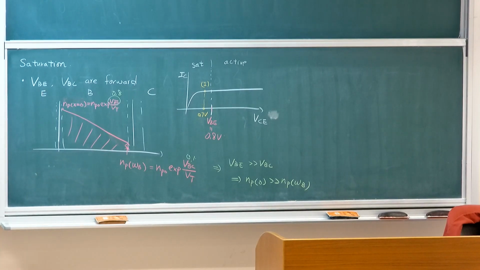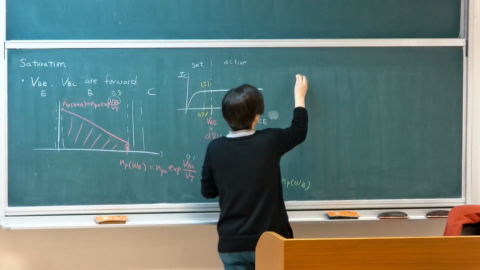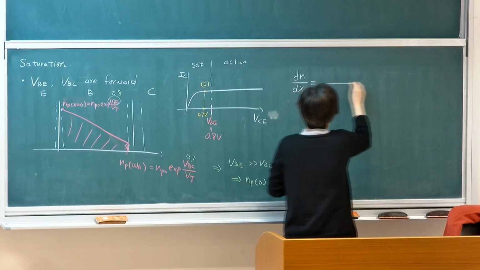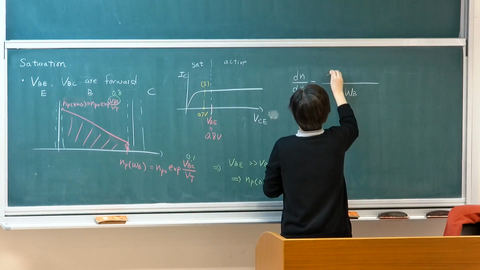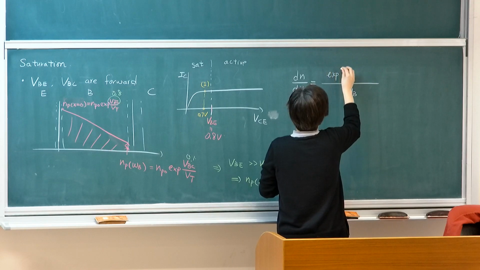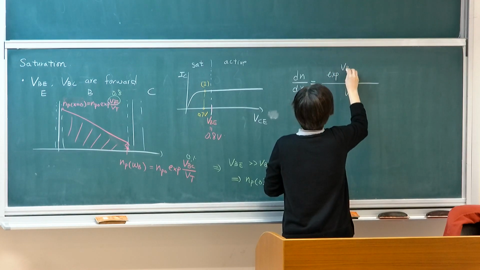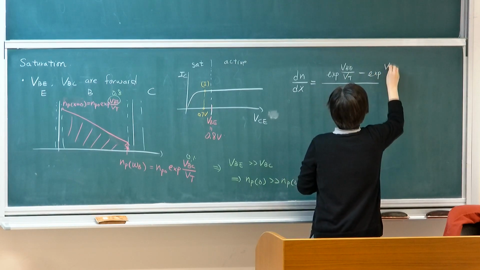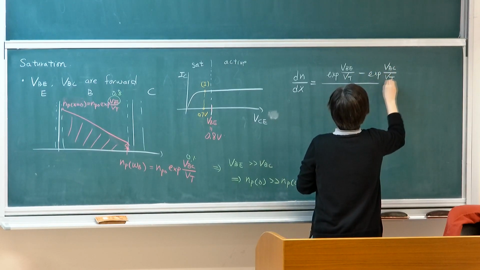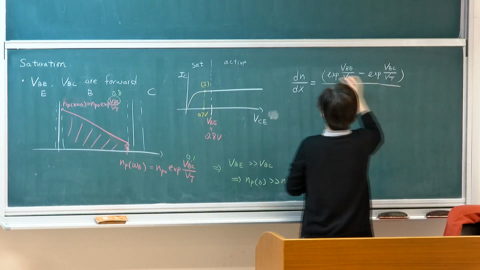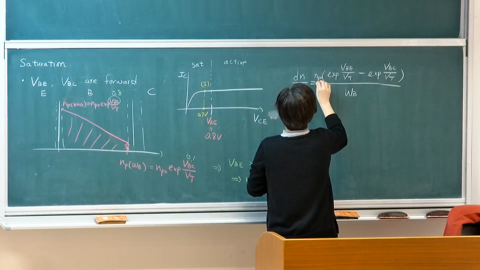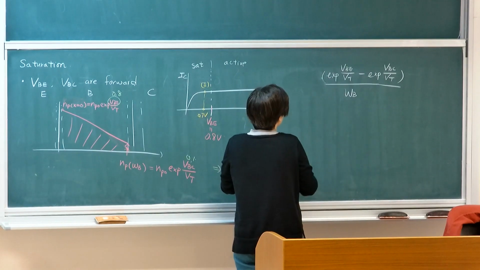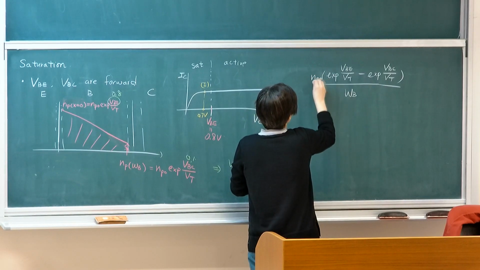Okay? So only when, let me just write down. So dn, what you can actually do is do the exercise on your own. So dn dx becomes WB exponential both sides VBE. So it's a competition between the two for bias. NP0.